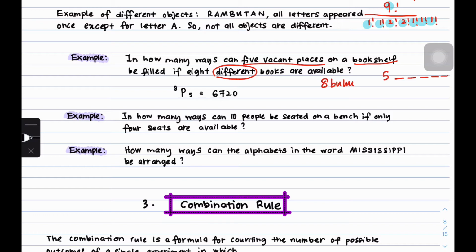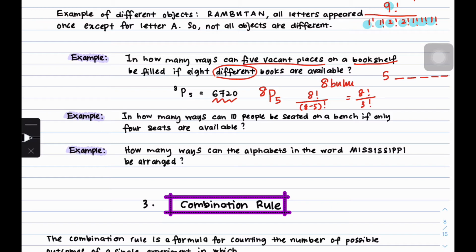So we use the permutation rule. We have 8 books, we want to permute only 5. And this one is because they are all different. So we use the first formula. Either you directly press the calculator or you can use the formula 8 factorial divided by 8 minus 5 factorial, or 8 factorial divided by 3 factorial. You can calculate, so you will get the answer is 6,720 ways to arrange the books. Arranging 5 books out of the 8 books that we have.